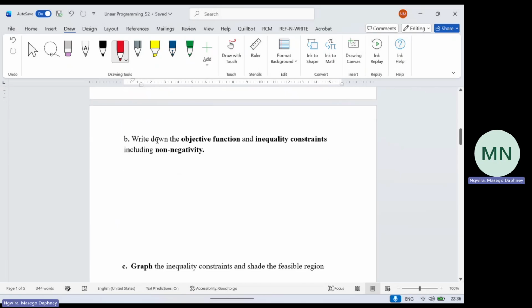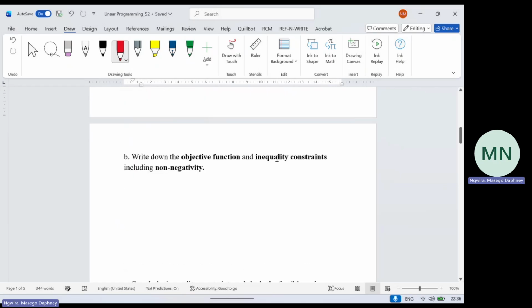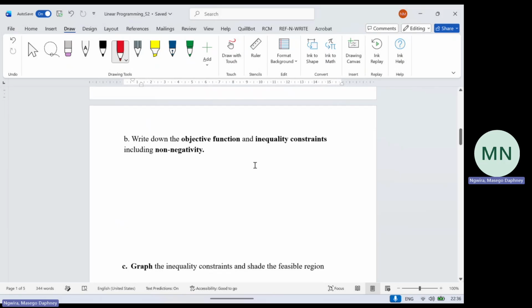B says, write down the objective function and inequality constraints, including the non-negativity. We all know the non-negativity constraints. For me to write my objective function and inequality constraints, I use a table method because I find it easy to use. You can also try it. So now we are going to start with the table.